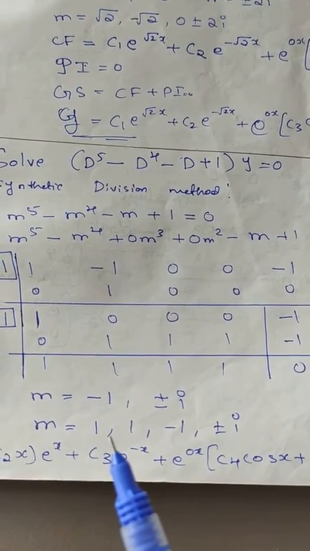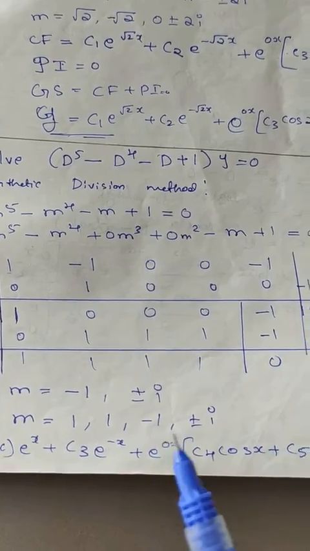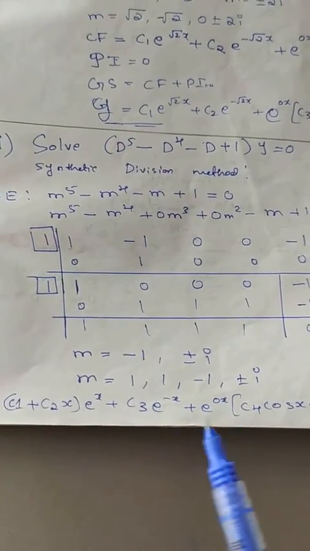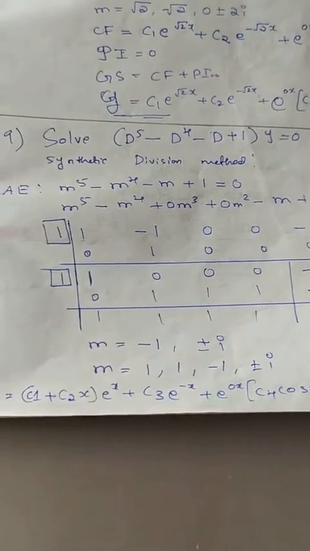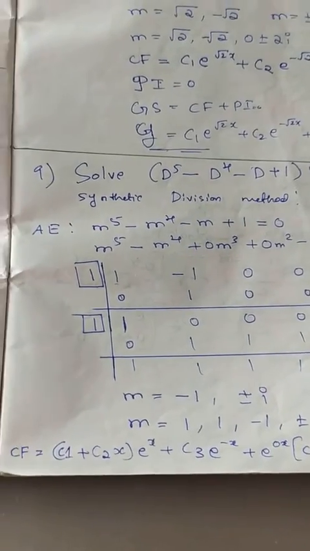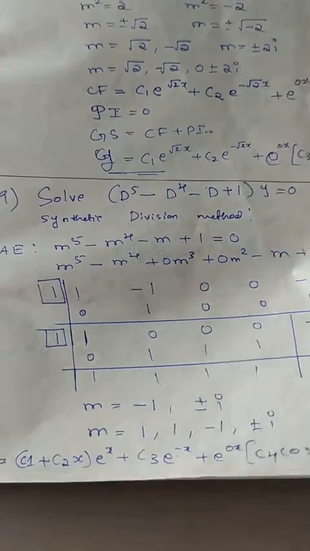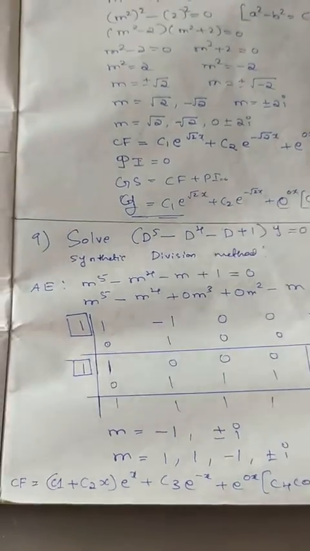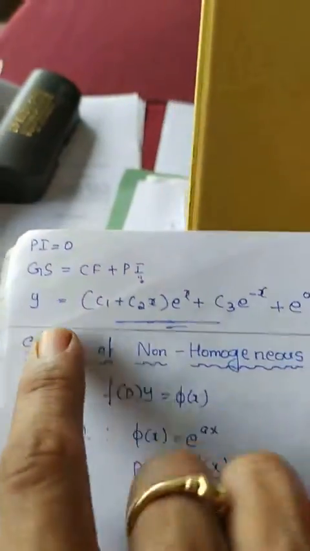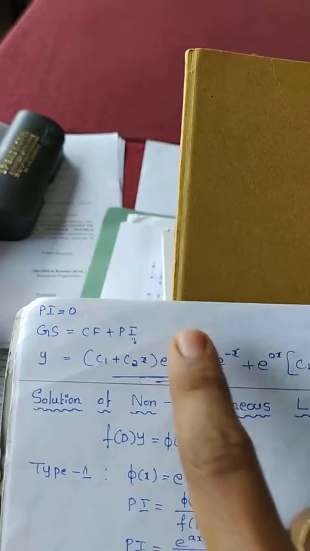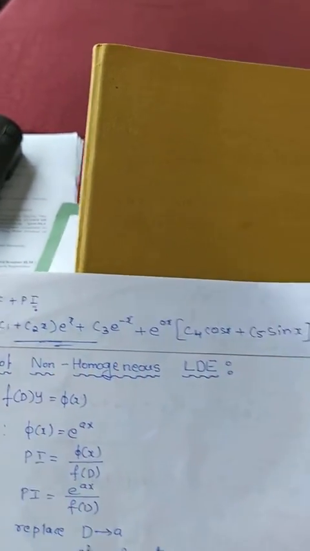These 2 roots are real and equal. This one is a distinct root. This one is imaginary. Write the CF. Here phi is 0. Therefore, the general solution is the CF itself. Phi is 0, so the general solution is the CF.